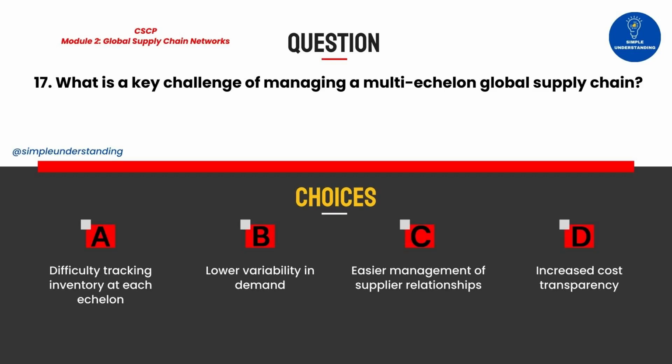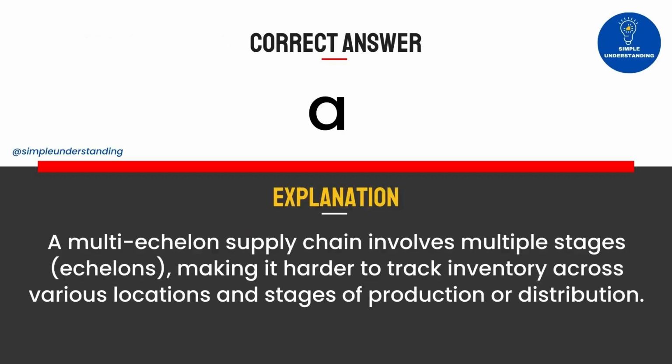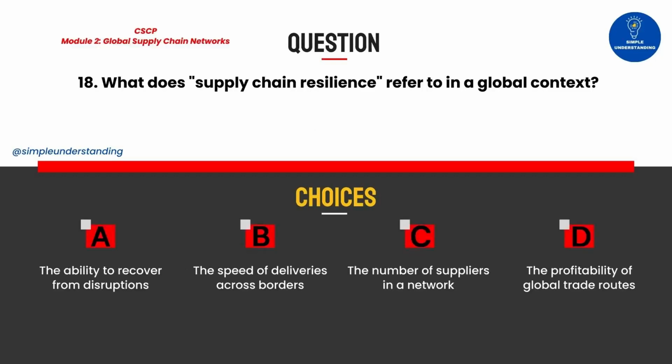A. Difficulty tracking inventory at each echelon. B. Lower variability in demand. C. Easier management of supplier relationships. D. Increased cost transparency. Correct answer: A. Explanation: A multi-echelon supply chain involves multiple stages, echelons, making it harder to track inventory across various locations and stages of production or distribution. 18. What does supply chain resilience refer to in a global context?